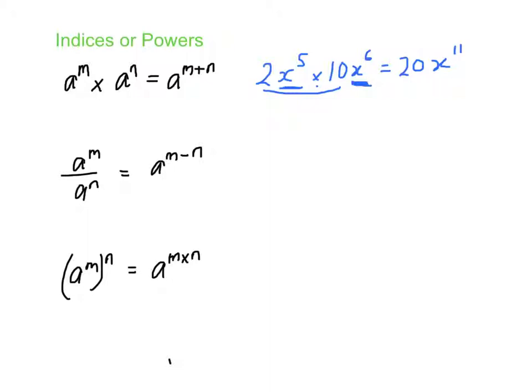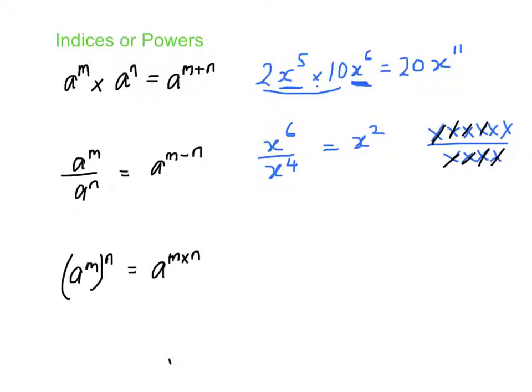In the second example, if I have x to the power of 6 divided by x to the power of 4, we can subtract those powers, and so we end up with x to the power of 2. If you remember, if we were cancelling, we've got x times x times x times x times x times x on the top, and we've got 4 x's on the bottom, and so I can cancel 4 of those x's, and I'm left with x to the power of 2 on the top. So that's how that works.